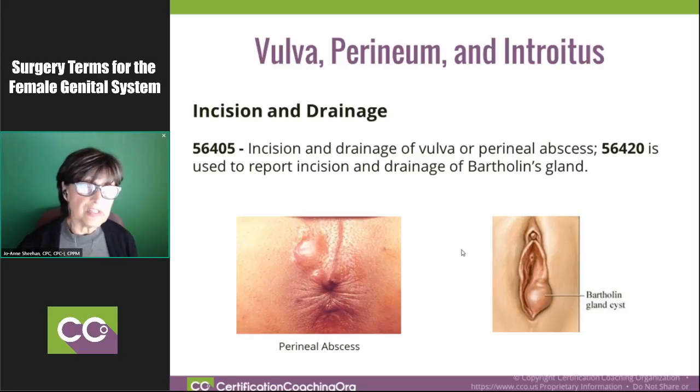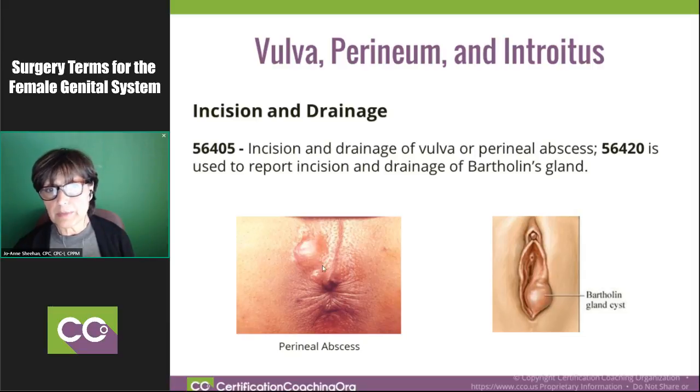Now, 56405 is incision and drainage of vulva or perineal abscess, and that is the first picture where you actually can see this is the perineum right here, and this is the rectal area, and here is the perineal abscess. And then the 56420 is used to report an incision and drainage of a Bartholin gland, and this is an example of one in the female anatomy.